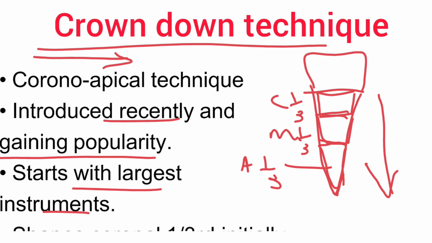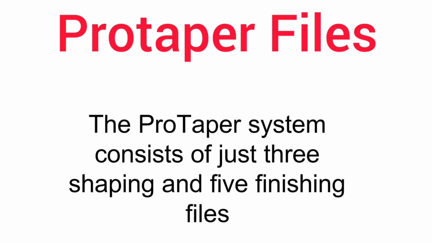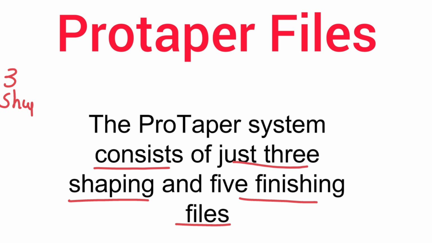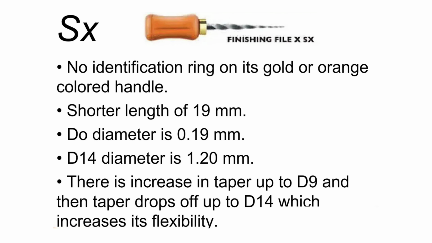It starts with the larger instrument and shapes the coronal 1/3 initially, and commonly uses rotary files. What are the different ProTaper files? The ProTaper system consists of 3 shaping files and 5 finishing files. So here are 3 shaping files and 5 finishing files. The first file we are going to use in the ProTaper system is the SX file.